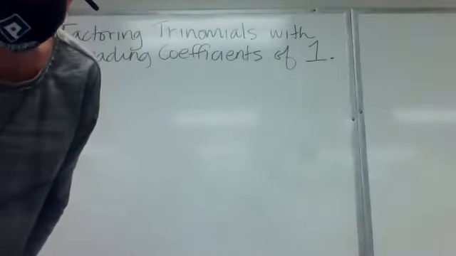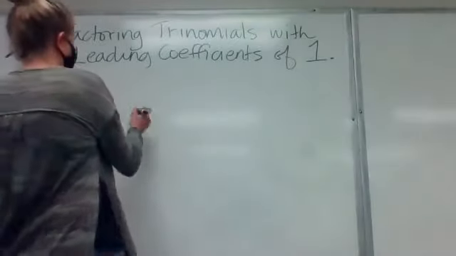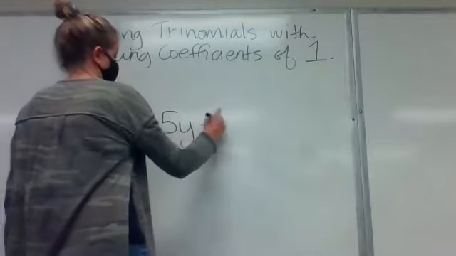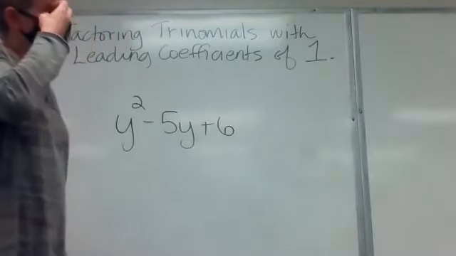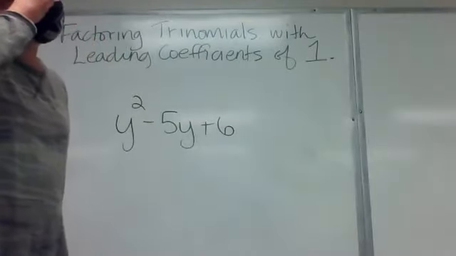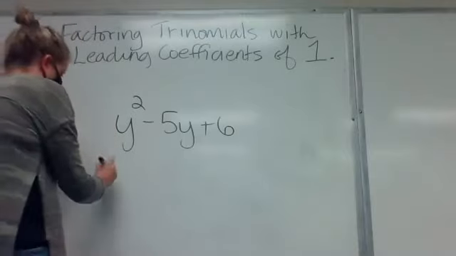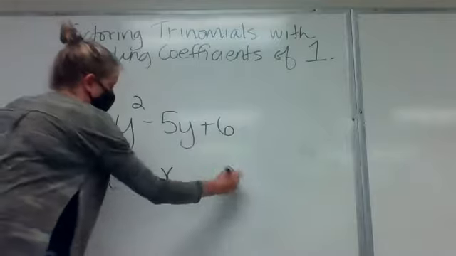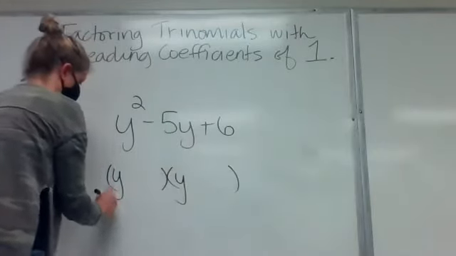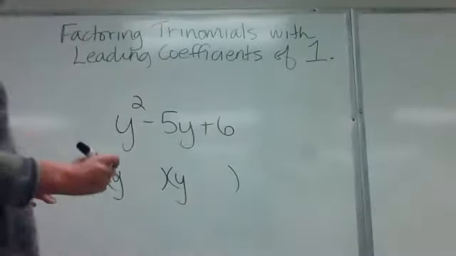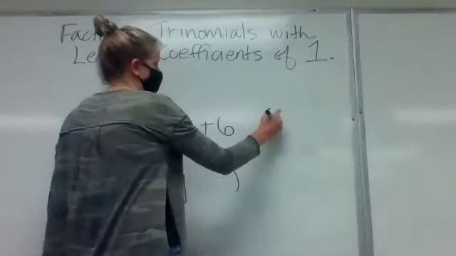All right, what about this one? y squared minus 5y plus 6. This one is probably one of the most missed ones. Starts off the same, right? y and y for y squared. Let's see, what do I need to multiply to get? What's my last number? Positive 6.